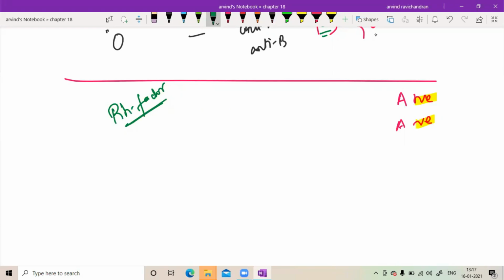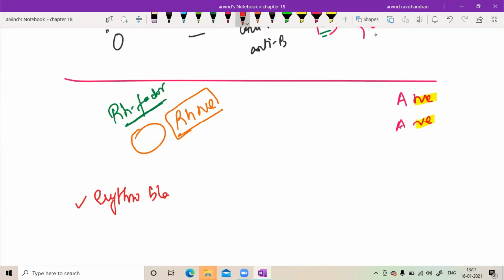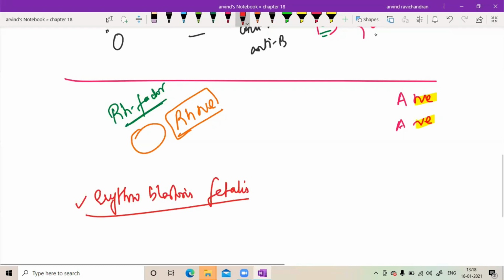So if a person contains this Rh factor, then he is said to be Rh positive. So I add the ABO blood grouping along with whether he is Rh positive or negative. If he is not possessing this, then I call it Rh negative. Now, why are we so particular about this Rh factor? We have got a serious clinical complication, something called erythroblastosis fetalis.